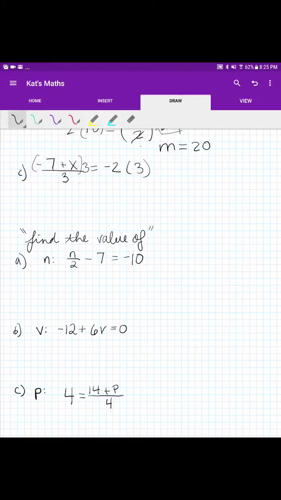And if you do it to one side of the equal sign, you have to do it to the other to make sure that that stays equal. So now you have negative 7 plus x equals negative 6. And then just isolate x again, so add 7. X is equal to 1.